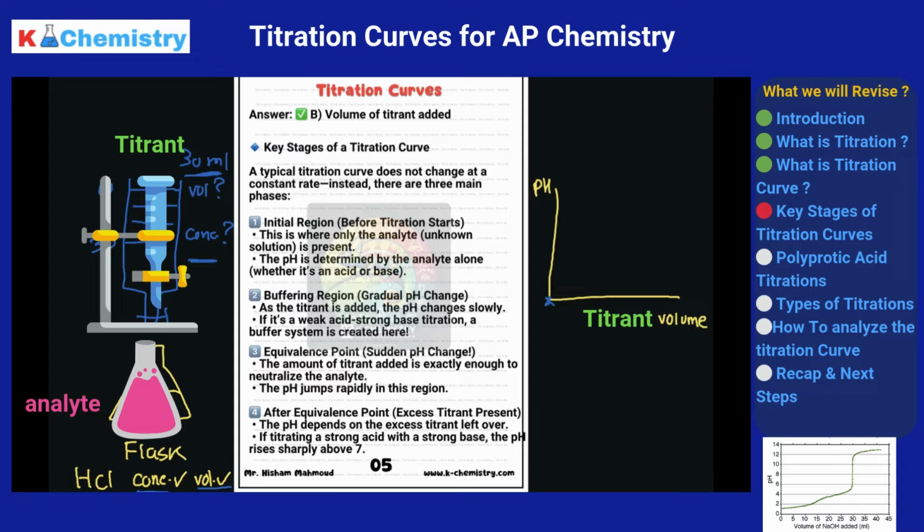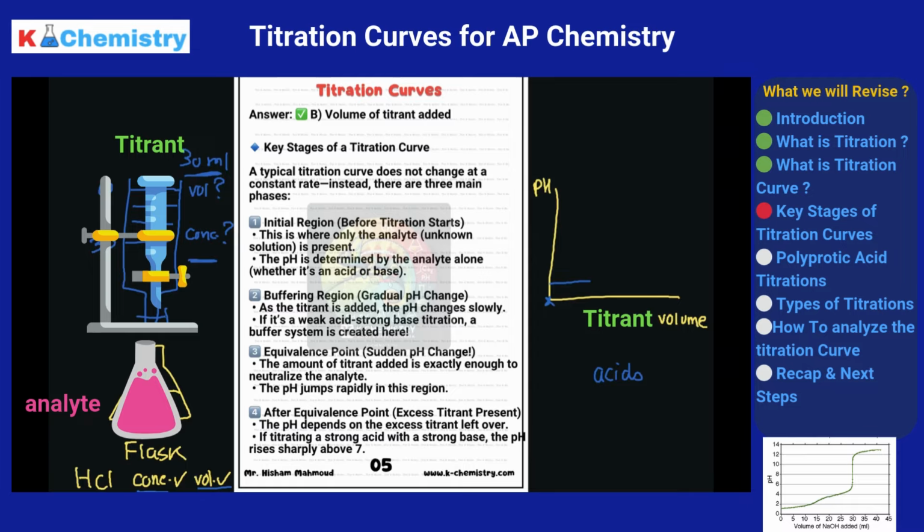the pH is determined by the analyte alone, whether it is an acid or base. So if there is an acid here in the flask, the pH is going to be low. We know that acids have a pH less than 7. So if you started with the analyte, the pH is going to be low. And then after that, the buffering region.